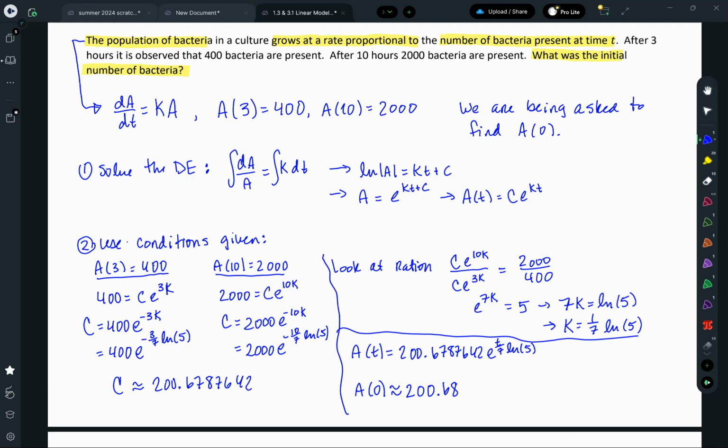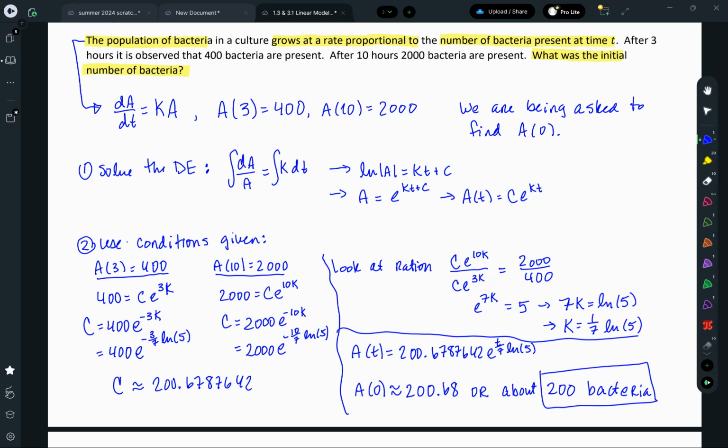Can we have part of a bacteria? Probably not. And if we have less than 201, but more than 200, my guess is that through all the approximations that happened, we could say about 200 bacteria. I don't think it's safe to say that there was about 201, even though if this was a non-application problem, we would round to 201. When it comes to parts of a living being, we round down, okay? All right, so that's our answer, 200 bacteria.